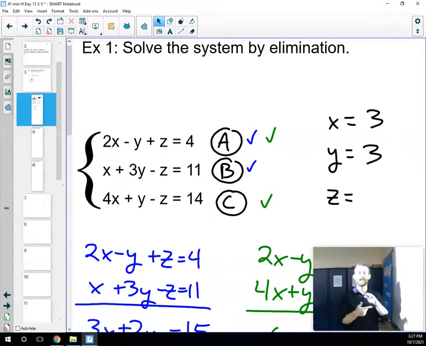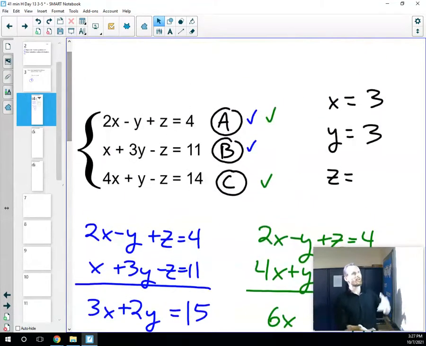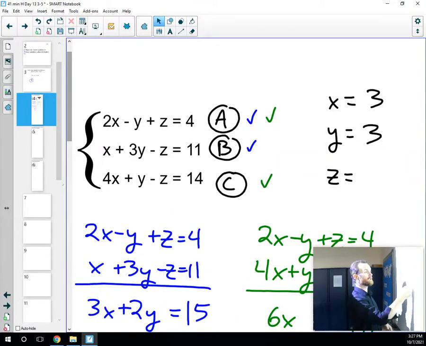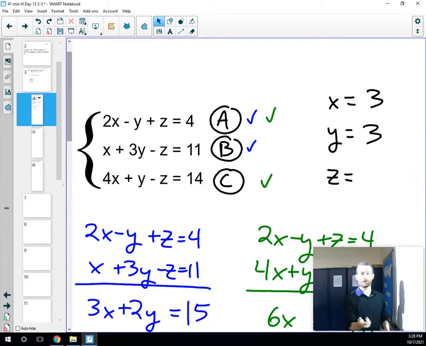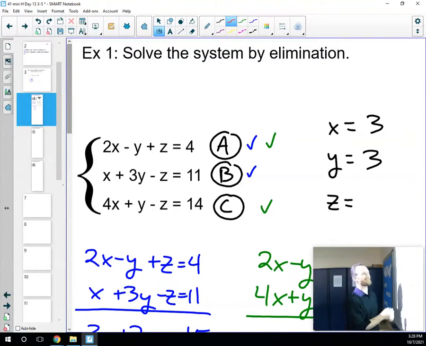Now that we have x and y, similar to what we just did with x equals 3, we take that and plug it in. Now we can take x equals 3 and y equals 3 and plug that into either A, B, or C. Any of those. It doesn't matter which one we pick. I think A looks easiest to work with, so let's plug it into A. Let's do this in red.